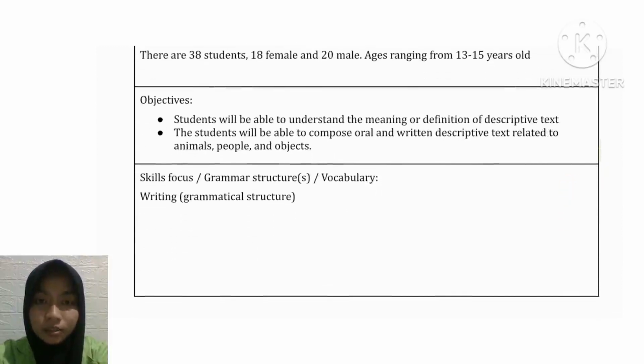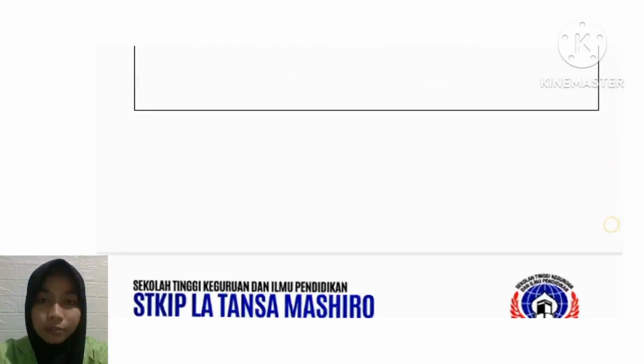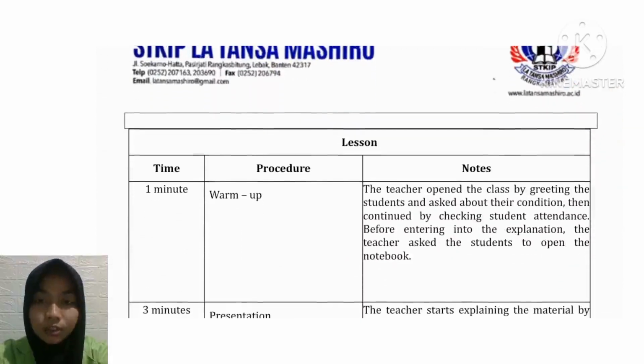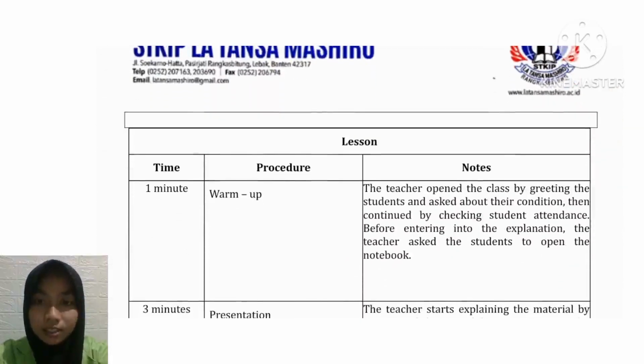Lesson procedure: warm up. There is 1 minute. The teacher opened the class by greeting the students and asking about their condition, then continued by checking student attendance. Before entering into the explanation, the teacher asked the students to open the notebook.